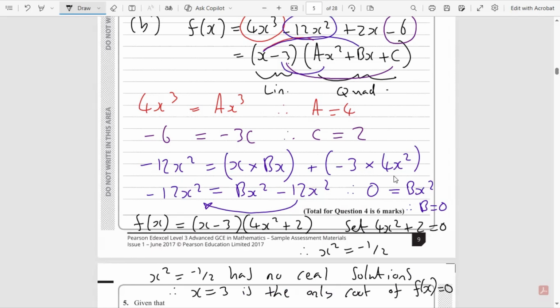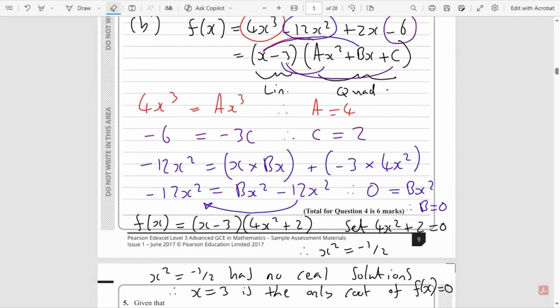Now, of course, what you could also do with this quadratic factor is use the discriminant. So that's another technique you could use. You could use the discriminant and show that b squared minus 4ac is less than 0, which it would be in this case. And that means that therefore this quadratic factor has no real solution. So you could also do that.